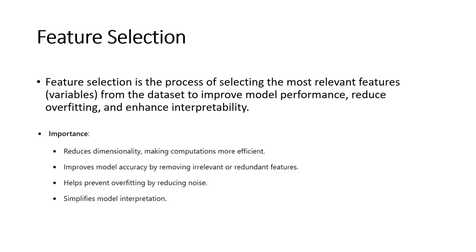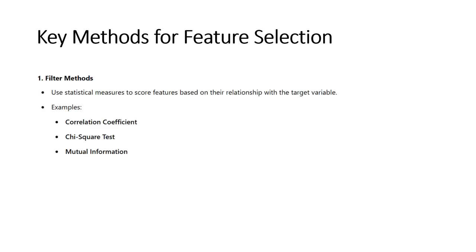So how can you implement feature selection? We have different key methods for feature selection. The first is the filter method. It uses statistical measures to score features based on their relationship with the target variable. For example, we have the correlation coefficient, the chi-square test, and mutual information.